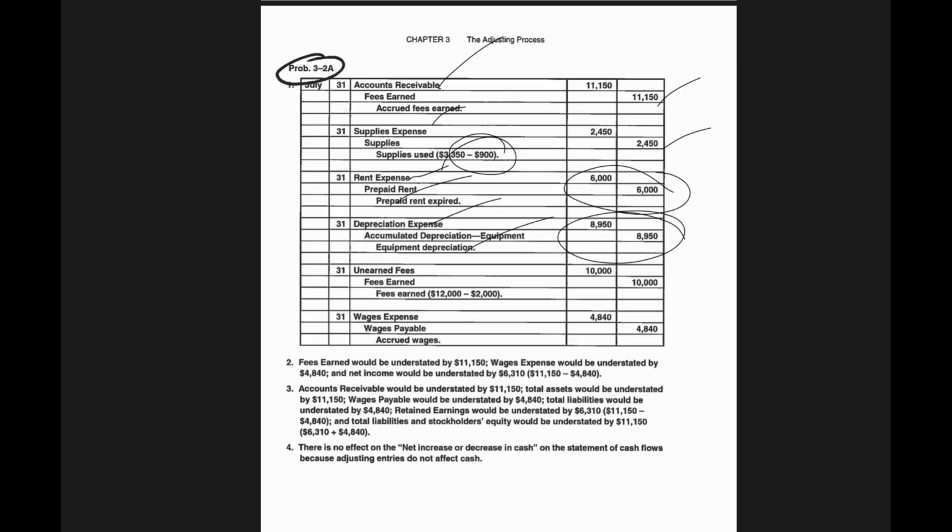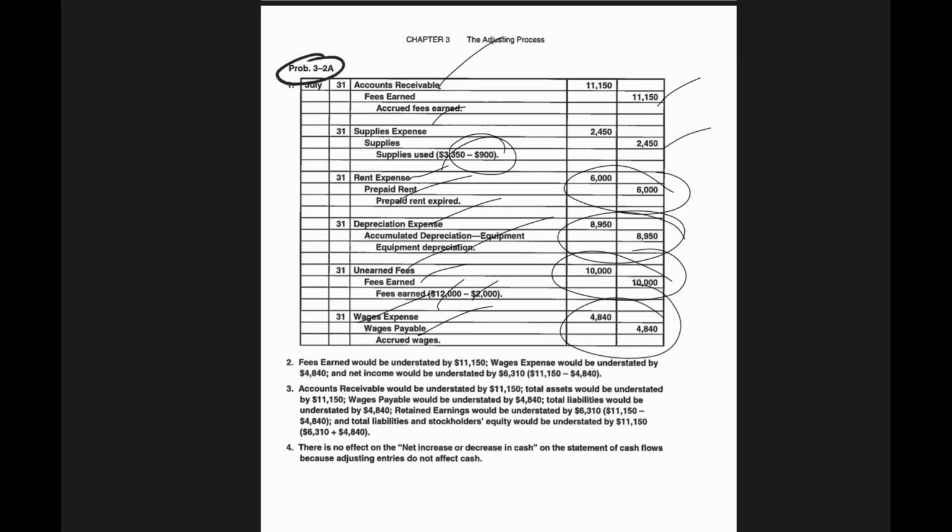Unearned fees are now $2,000. If we look at the unearned fees, there was 12 in there. There was 12, it needs to be 2. We need to make an adjustment out of unearned into earned. And then the last one, wages accrued but not yet paid. Accrued but not yet paid. So it's going to go to a wages payable and a wages expense for $48.50.